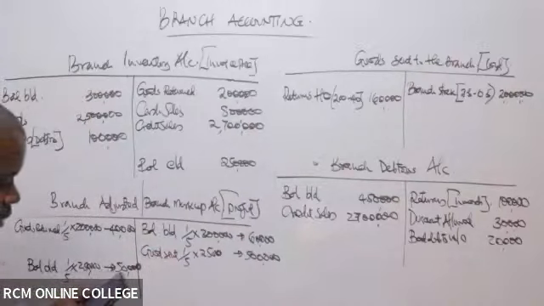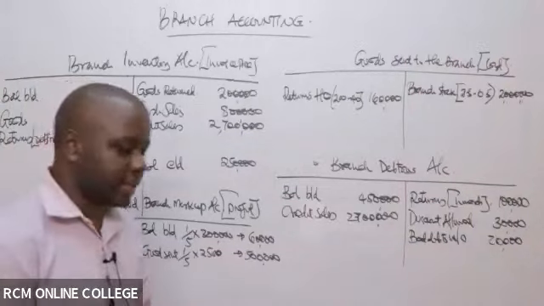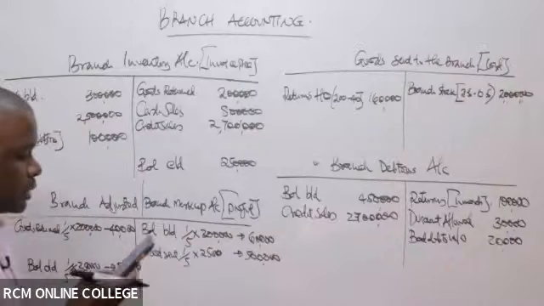Then we have branch expenses. Those will go to the income statement as an expense. Then you have the goods stolen at the branch.